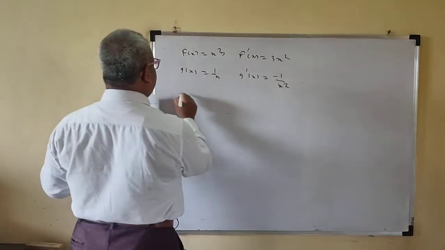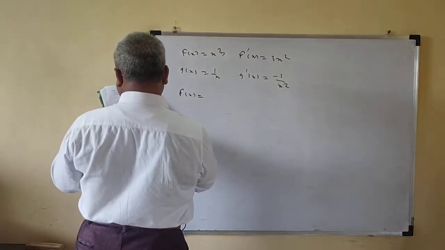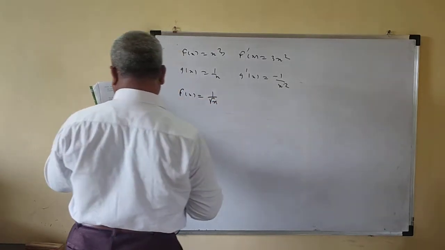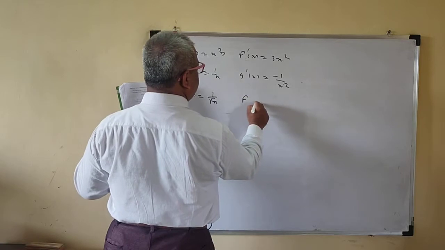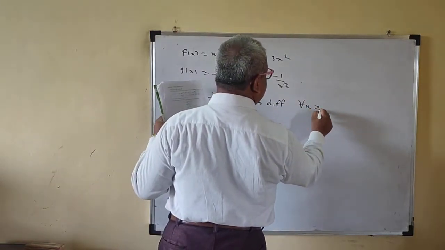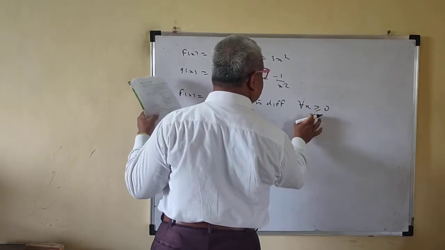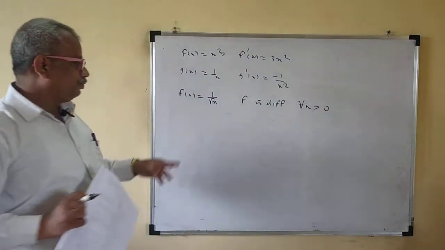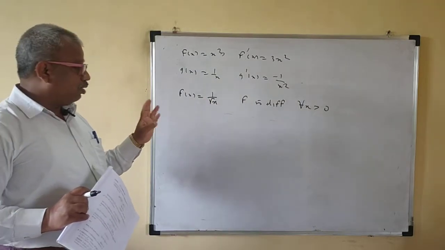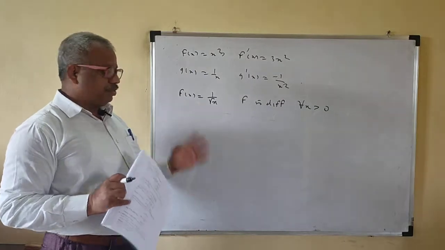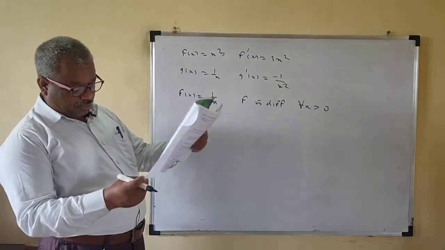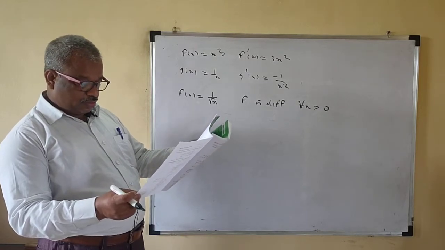Suppose f of x is 1 upon root x. Then f is differentiable for all x strictly greater than 0, not equal to 0 also. So x is positive only. Non-negative is not there; 0 is not allowed here. So 1 upon root x is differentiable for only positive values of x.